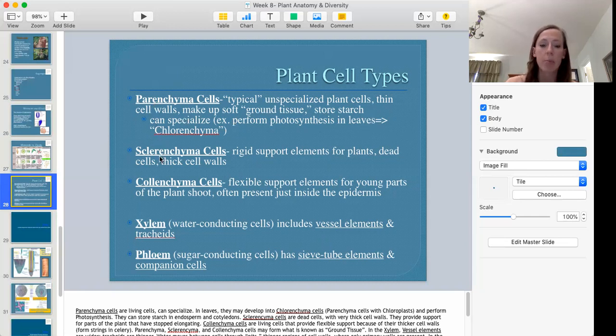The next type is Sclerenchyma cells. These are actually dead at maturity. So they have a supportive role, a very rigid support element for the plants.